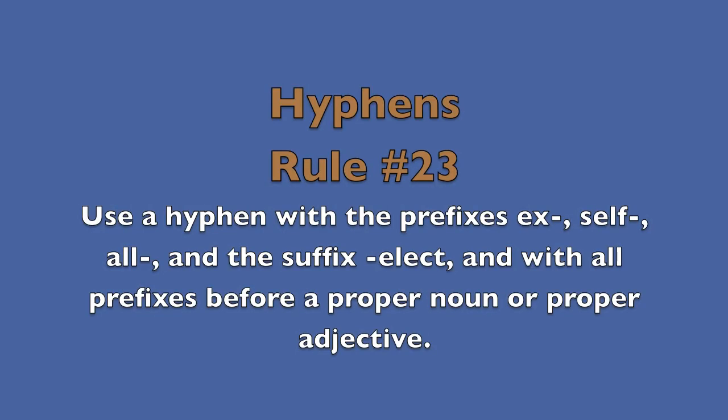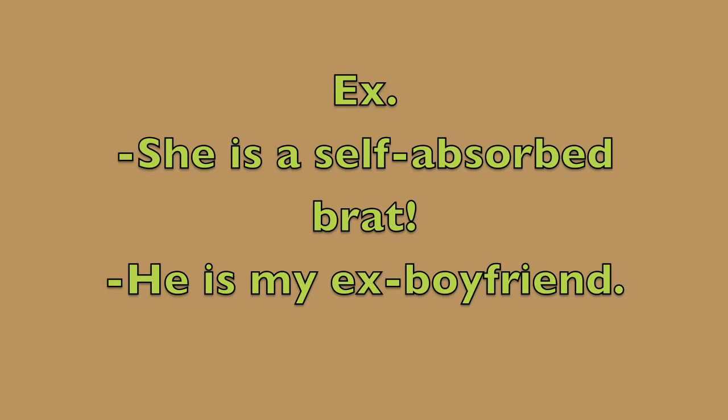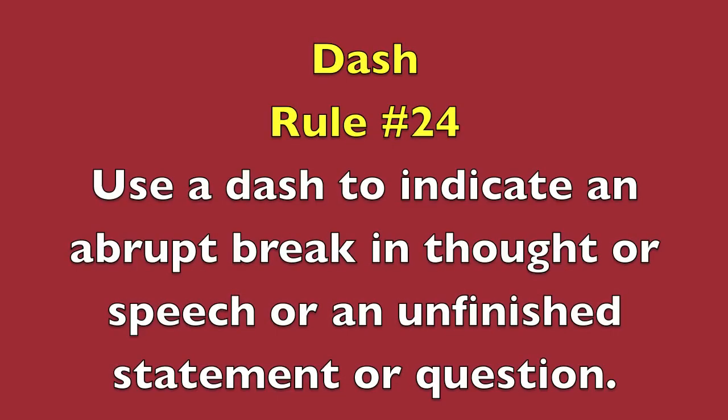Use a hyphen with the prefixes ex-, self-, and all-, and the suffix -elect, and with all prefixes before a proper noun or proper adjective. She's a self-absorbed brat. He's my ex-boyfriend. Use a dash to indicate an abrupt break in thought or speech, or an unfinished statement or question.